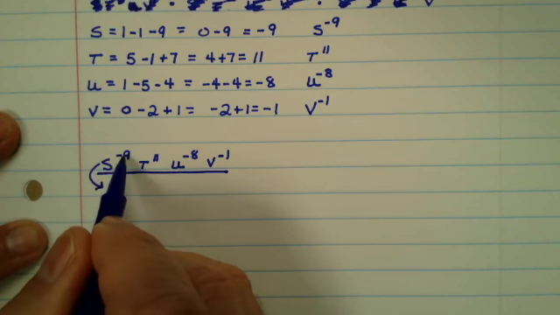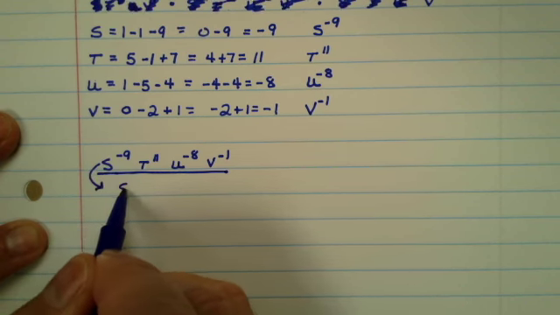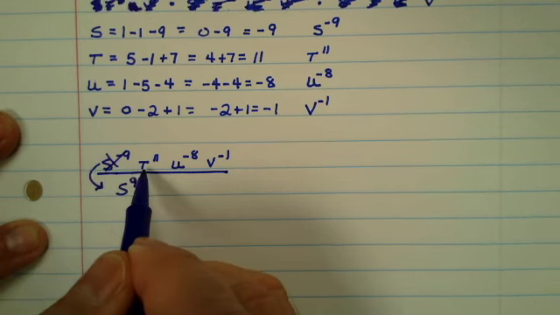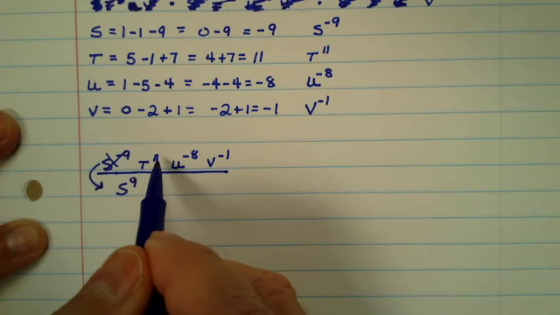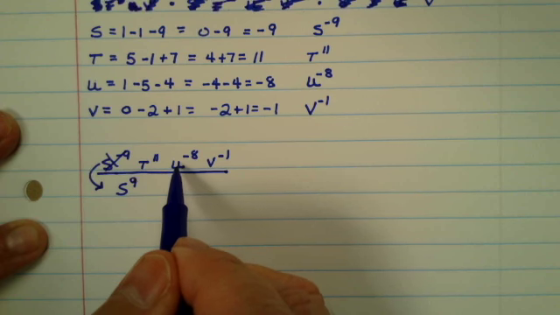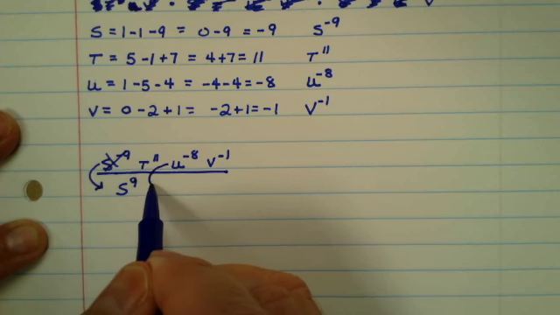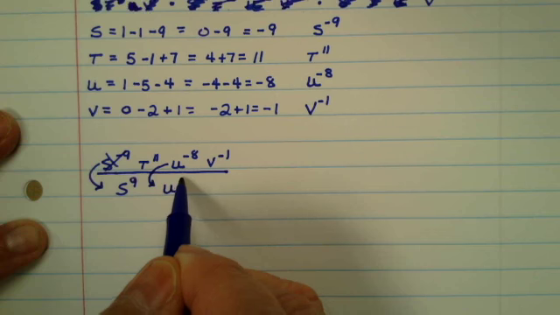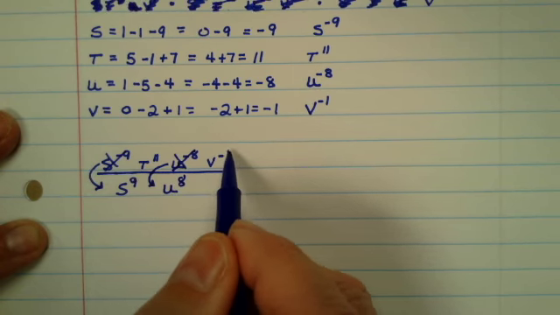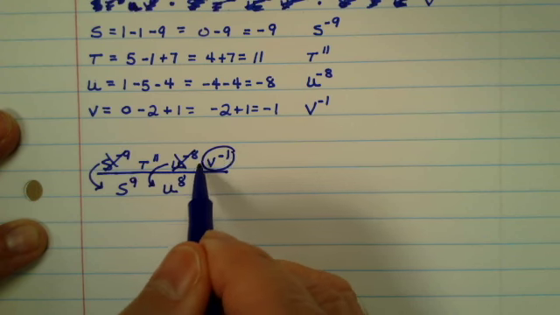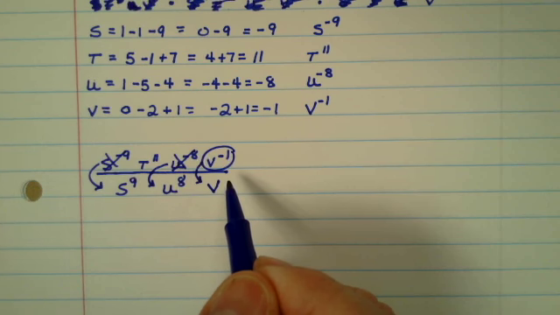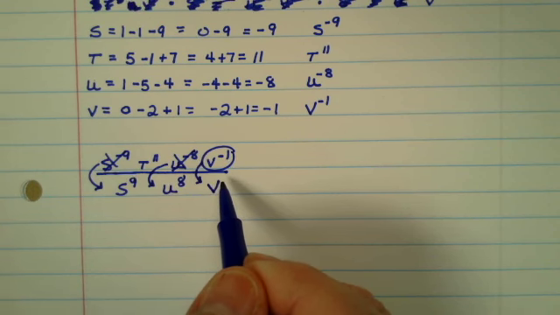This has a negative exponent. It needs to be moved to the bottom, and the exponent changed to a positive. This t has an exponent of positive 11. It stays right there. This u has an exponent of negative 8. It needs to be moved to the bottom. U to the 8th. This has a negative exponent. It needs to be moved to the bottom, and the sign changed. Notice I didn't write a 1 there. I don't have to write 1's for exponents of 1.